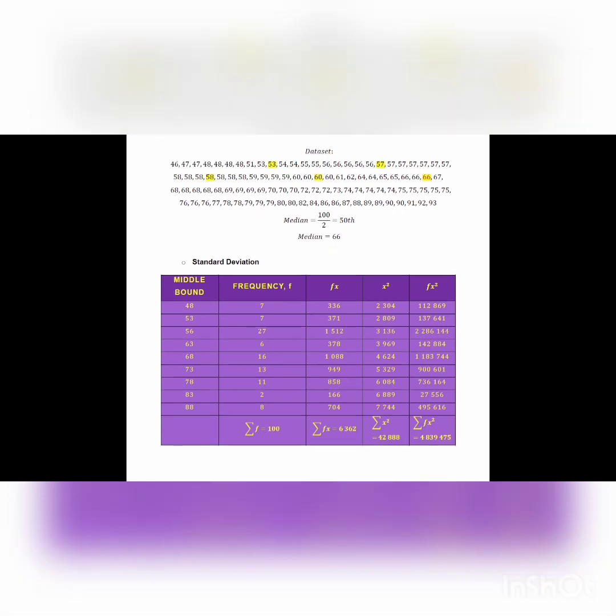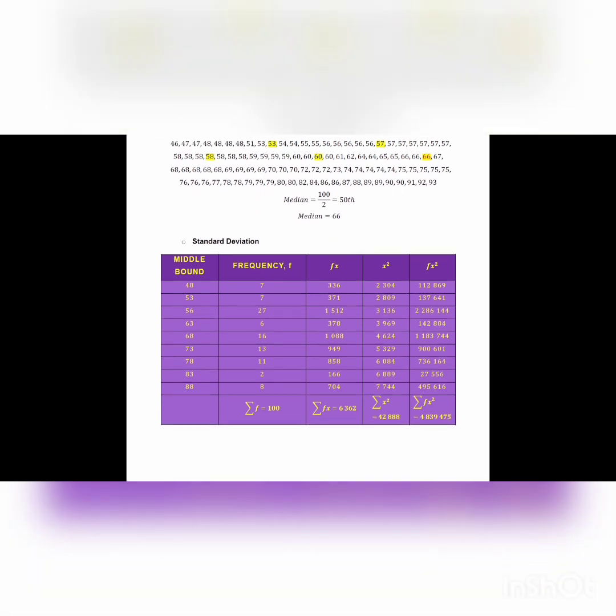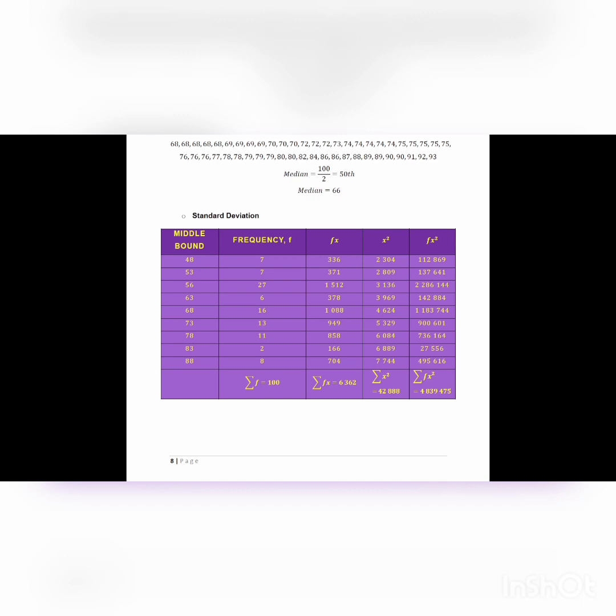Move on to the next question, which is standard deviation. Frequency multiplied by middle bound, and squared middle bound, to complete our formula. Square root the sum, where n represents 100 data. Mathematical solution, we square root the value, equal to 108.73. For the variance, we don't need the square root.